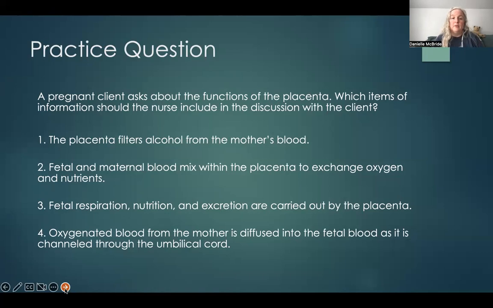So for this one, the placenta is not filtering out alcohol from the mom's blood. Fetal and maternal blood mix within the placenta to exchange oxygen and nutrients. They don't mix. Fetal respiration, nutrition, and excretion are carried out. That does happen. Oxygenated blood from the mother is diffused into the fetal blood as it's channeled through the umbilical cord. So this does happen, but not in the umbilical cord. This is also happening in the placenta. So that's still not the correct answer. So number 3.